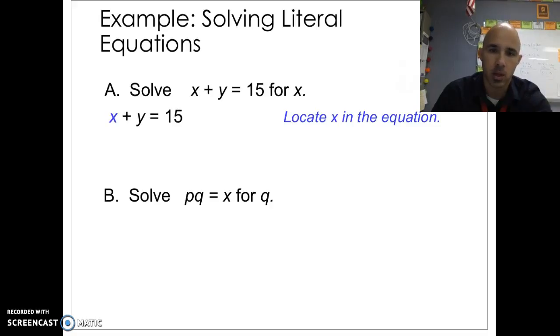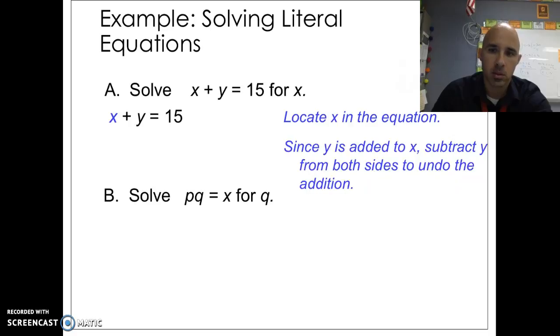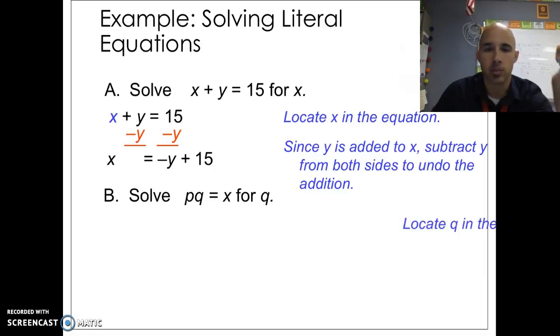So let's go ahead, locate the x. Since y is being added to the x, do the opposite of adding y, subtract y on both sides. And when you subtract y on both sides, you'll have 15 minus y, or negative y plus 15. x is solved for, and you can move on to your next literal equation.